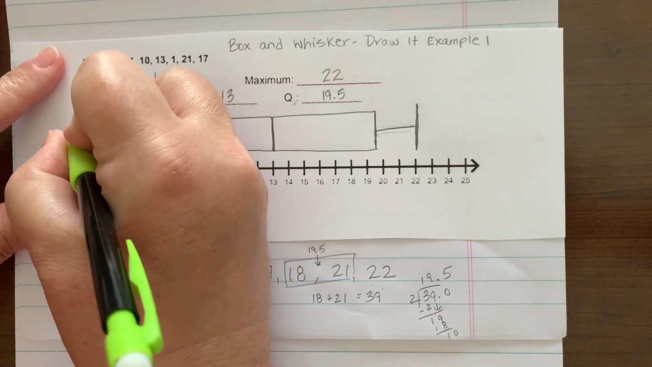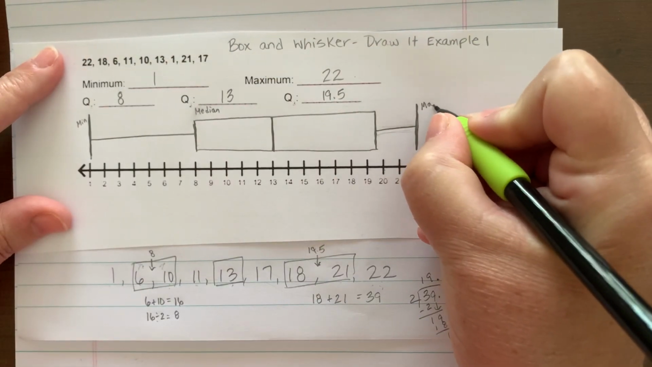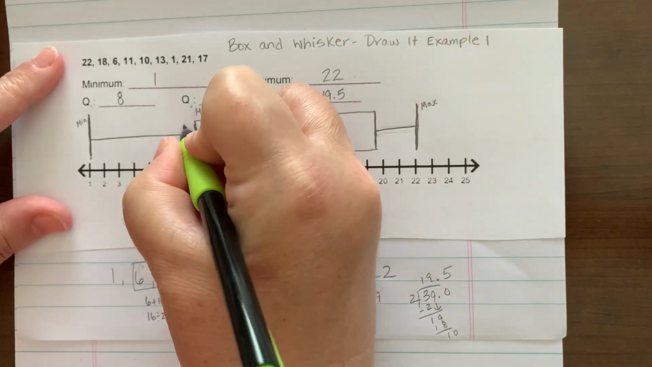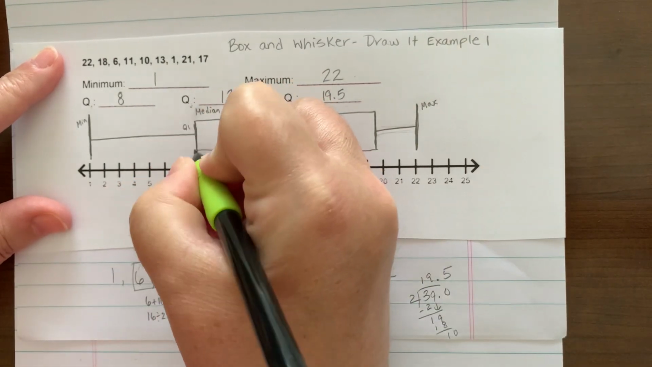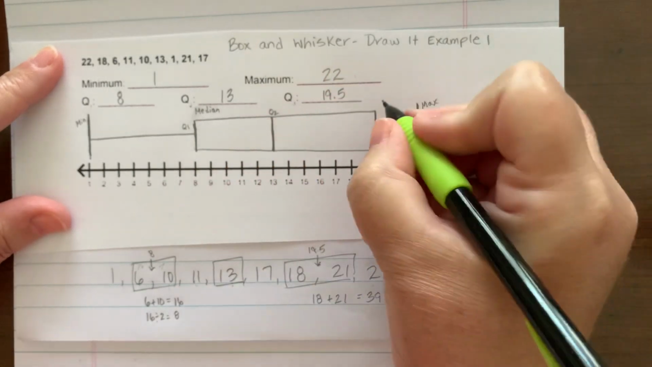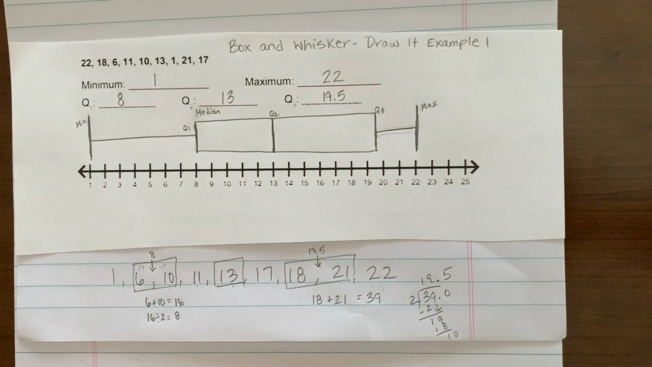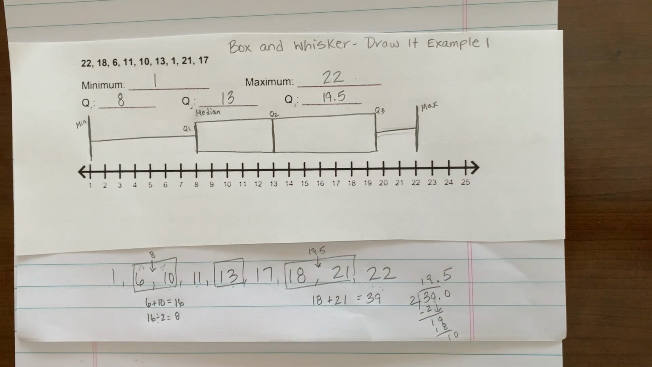So again, this is my minimum line. You don't have to label these, but I want you to see where I'm getting them from. This is my quartile 1 line here, this vertical line. Here's my quartile 2 line or my median line, and here's my quartile 3 or my upper quartile line. So that's how we do a box and whisker plot.